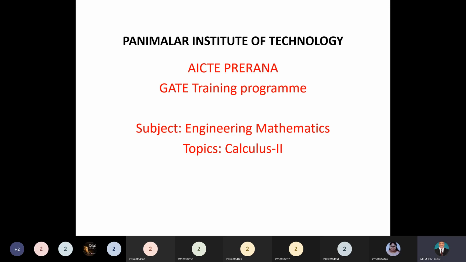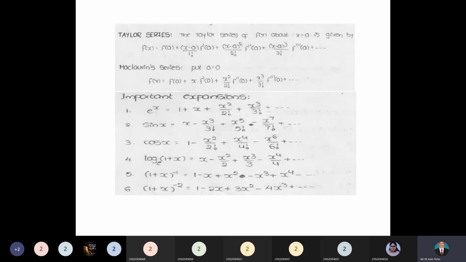In the last class, we discussed limits and continuity, then maximum and minimum of the function, maximum and minimum of the single variable as well as two variable problems. Now we continue with Taylor series based problems.